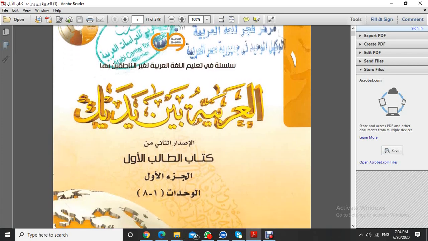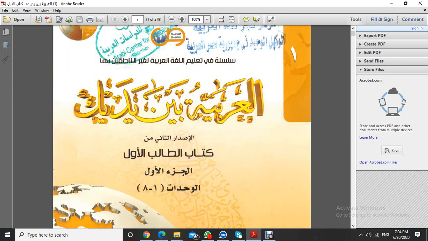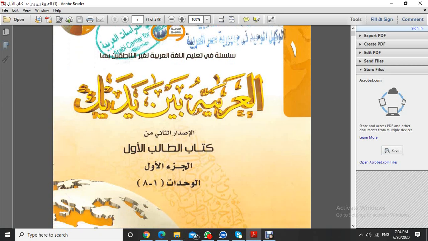Al-Arabiyya Bayna Yadik. The Arabic in your hands, in front of you or between your hands. If you translate it, Al-Arabiyya means the Arabic. Bayna means between. Yad means hand, and the kaf at the end shows "your". The Arabic between your hands. This is how Arabic is. If you just translate the words, it's like Arabic between your hand, but it means Arabic in front of you.